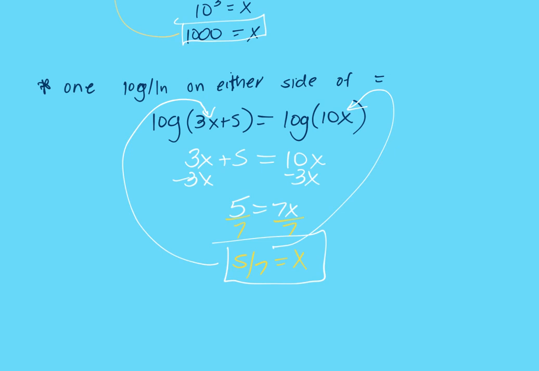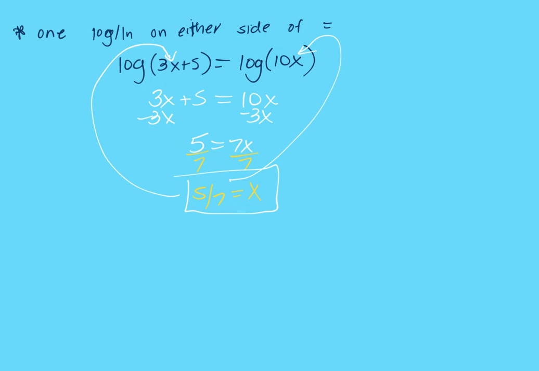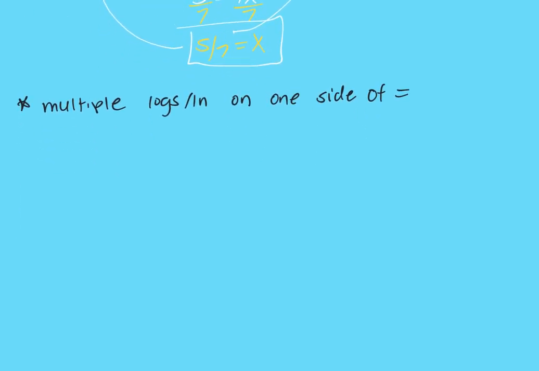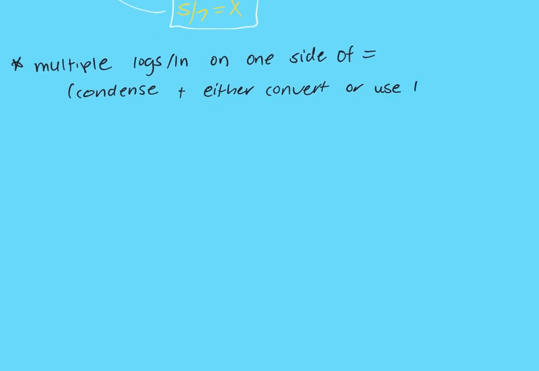Questions on those? All right, then you had ones in which you have multiple logs or ln's on one side, or both sides actually, of the equal sign. And for these, you want to condense, and then either convert to exponential or use the one-to-one property. So I'll show you an example of each of those.